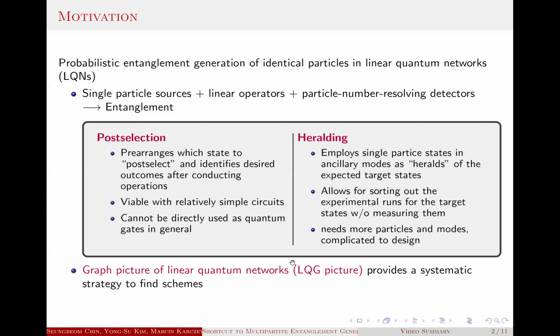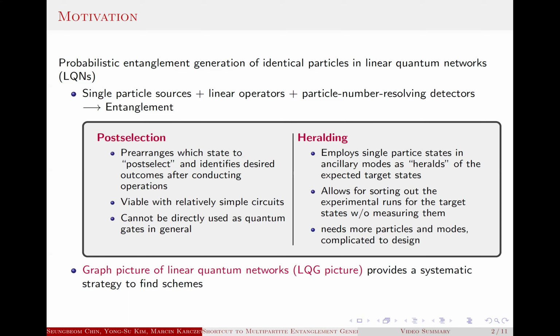So, especially in the heralding cases, it is crucial to establish the link between the target states and the structure of linear quantum networks. However, previous studies on the generation of multipartite entanglement have relied on the trial and error method for designing circuits, so it lacks a systematic strategy.